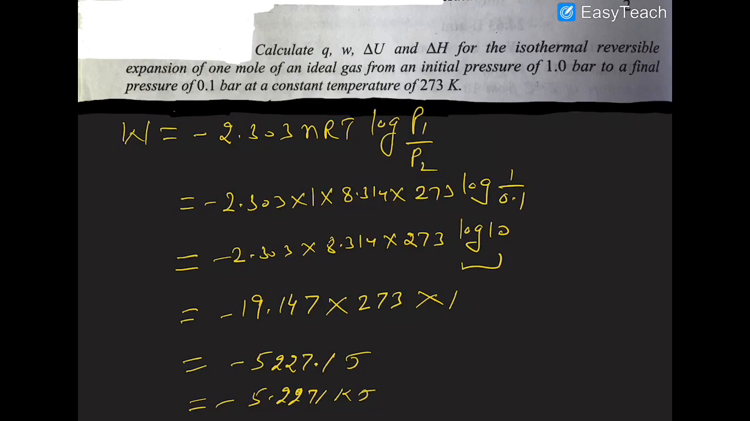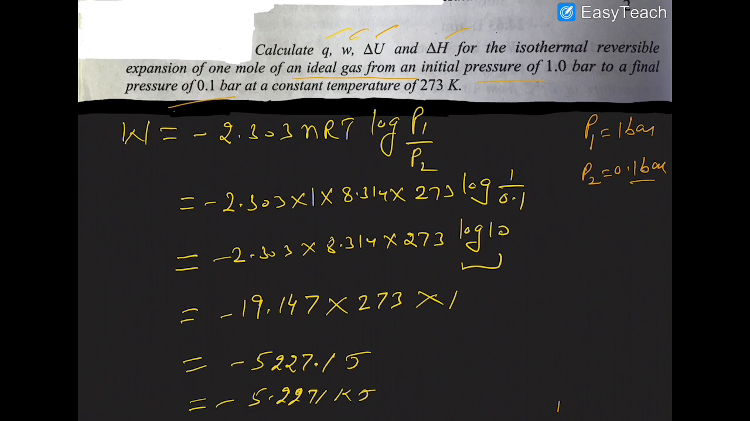Now calculate heat, work, delta U and delta H for the isothermal reversible expansion of 1 mole of an ideal gas from an initial pressure of 1 bar to a final pressure of 0.1 bar. So the initial pressure is 1 bar and the final pressure is 0.1 bar.